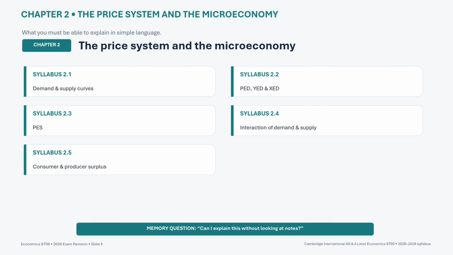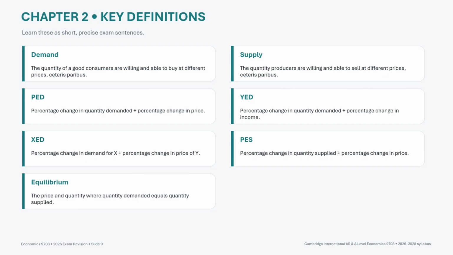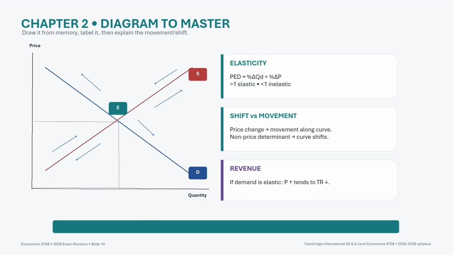Chapter 2 is about the price system and the microeconomy. So you need to eventually know about the demand and the supply curve. What are the meanings, the key definitions of demand, supply, the price elasticity of demand, the income elasticity of demand, the cross elasticity of demand, and the equilibrium. And you should know the movements along the curves and the shifts as well.